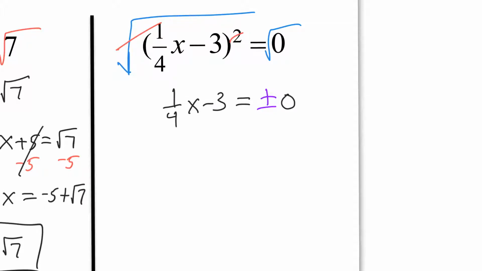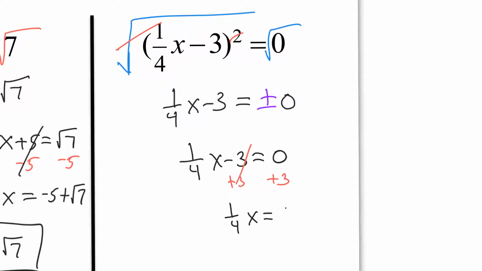Now think about this. 0 is not negative or positive. It's a neutral number. So what that means is we don't need these two signs because we have a 0 on the right side. So I'm going to get rid of that plus and the minus because, once again, 0 is neutral. So you just put 0 on the right side. You don't need a plus and a minus. Now you are going to solve. I'm going to add 3 to both sides. That cancels.